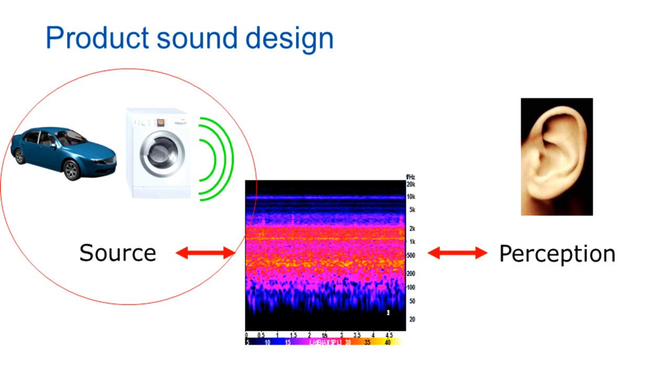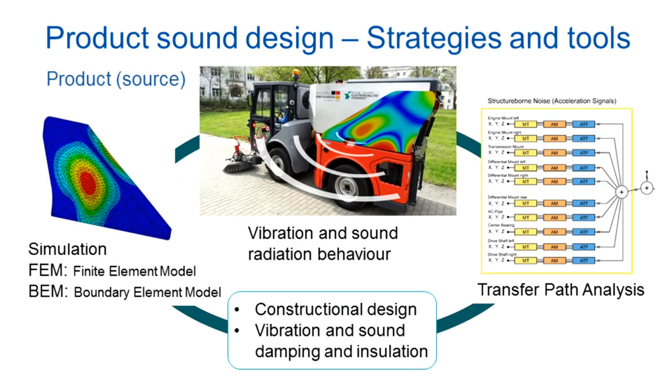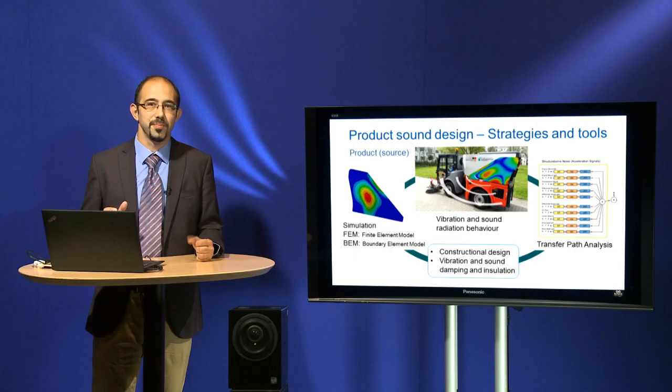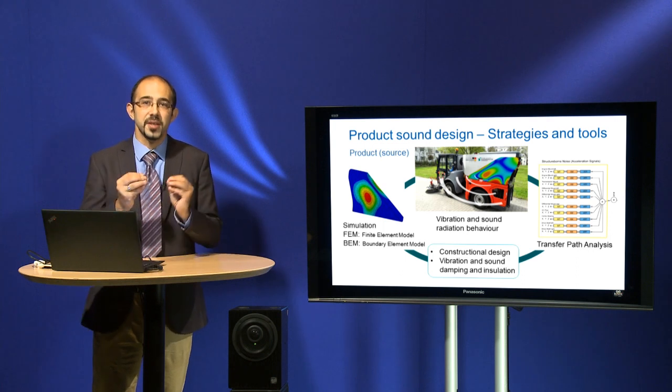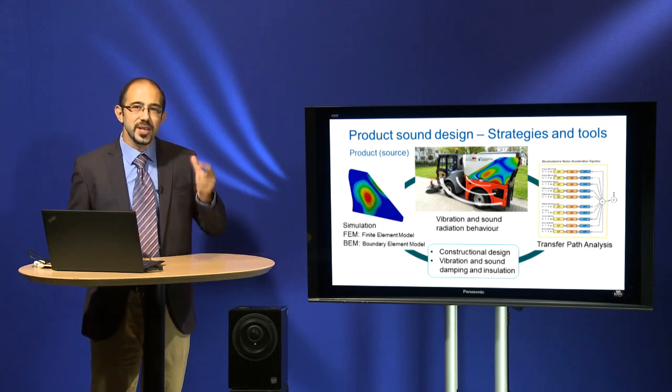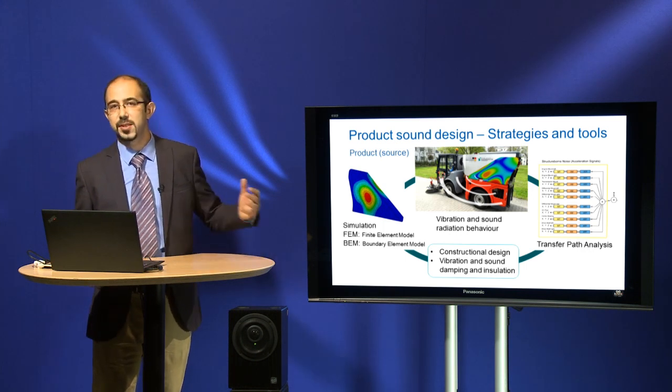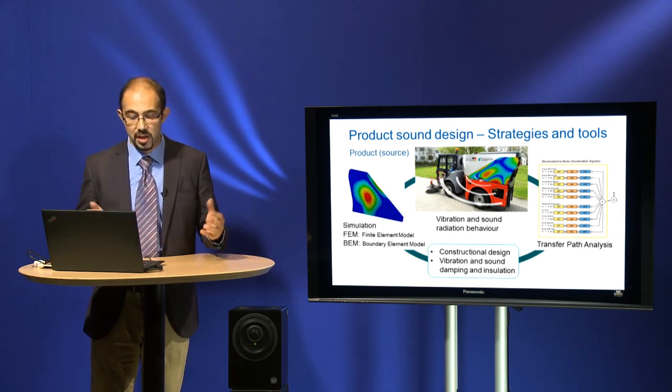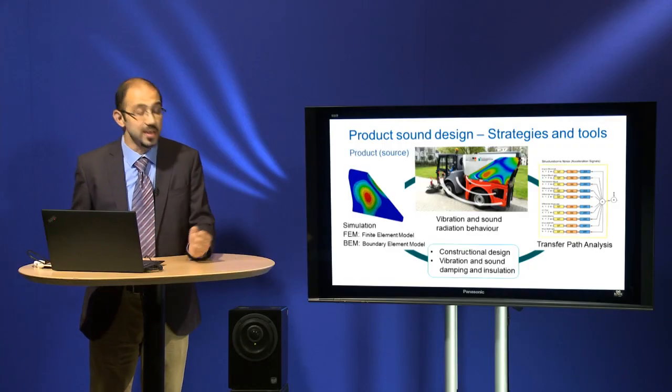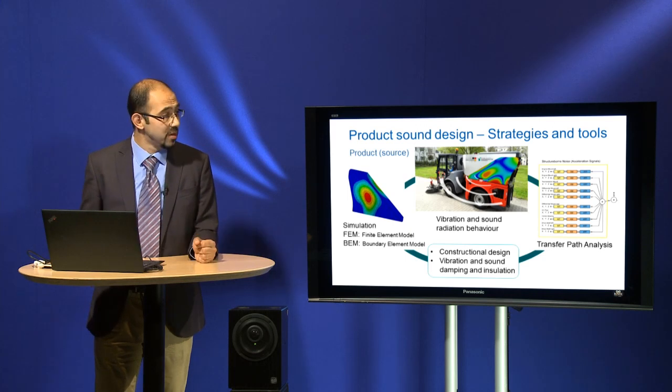I would like to start with the source. If we think about product sound design and strategies and tools regarding our product or sound source, first of all, for us, quite an important issue is the vibration generation, because the vibration and the sound are physically coupled. And therefore, we should think about the vibration generation, and therefore we simulate the vibrations, for example, using finite element models or boundary element models. Also, we use experimental methods to understand the vibration and sound radiation behavior.